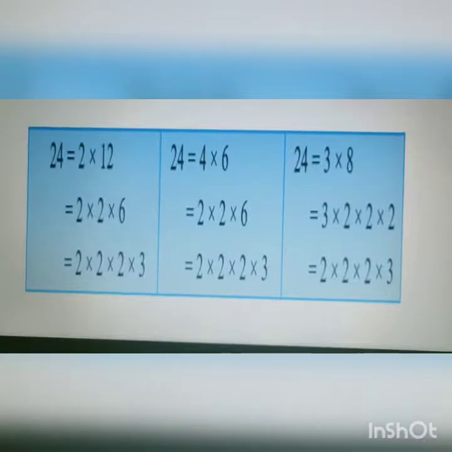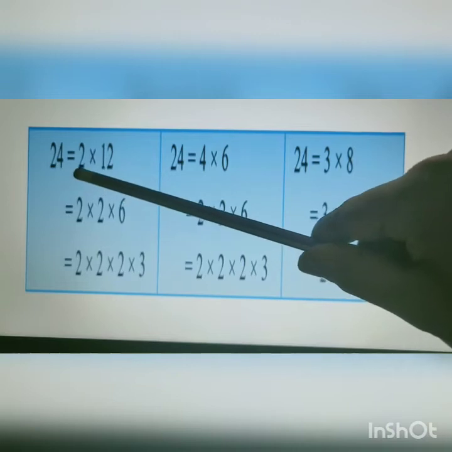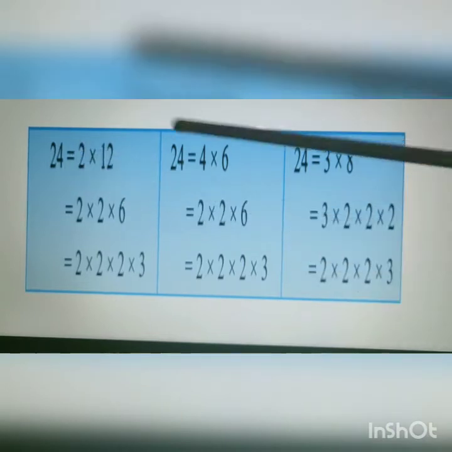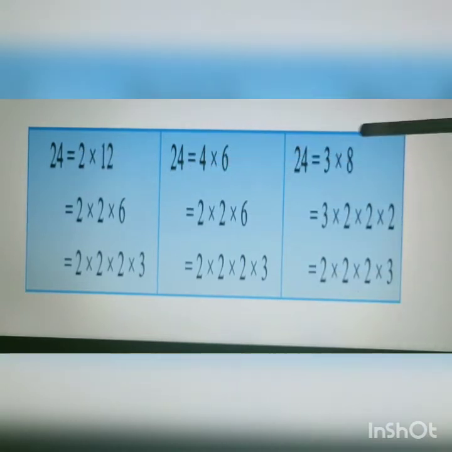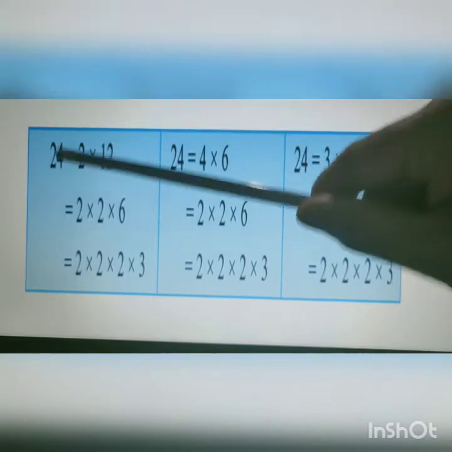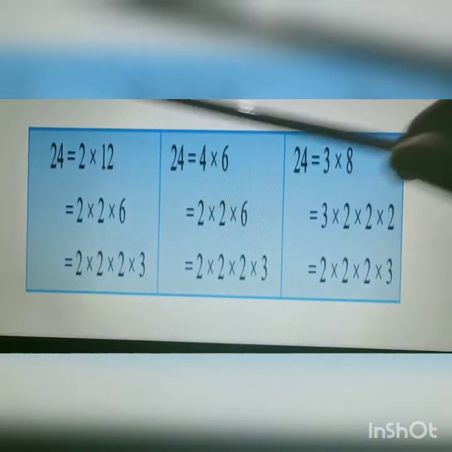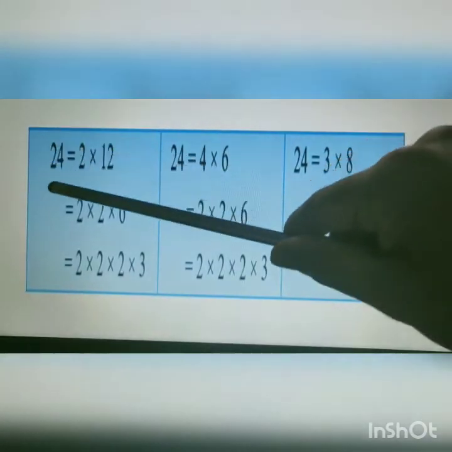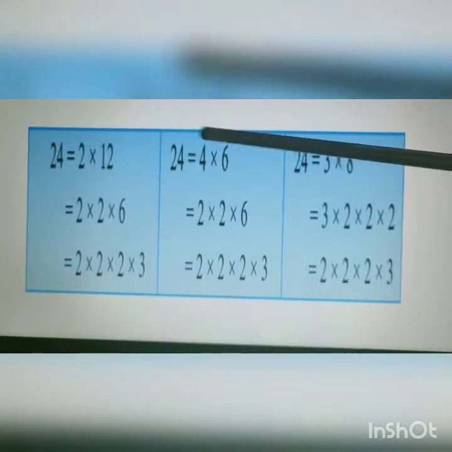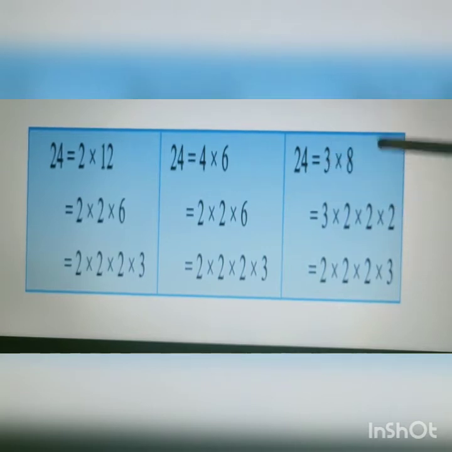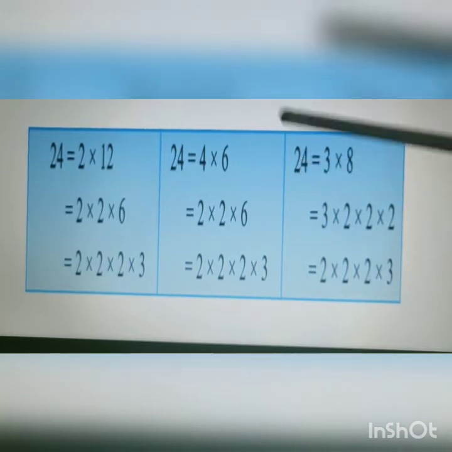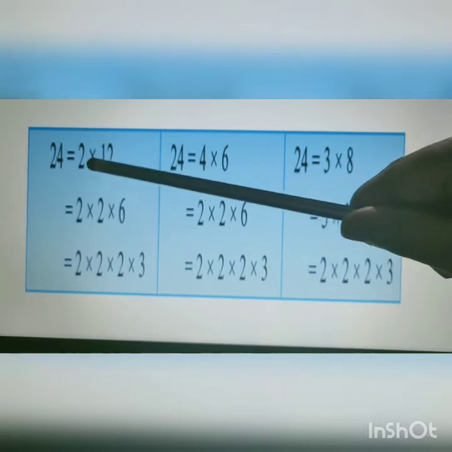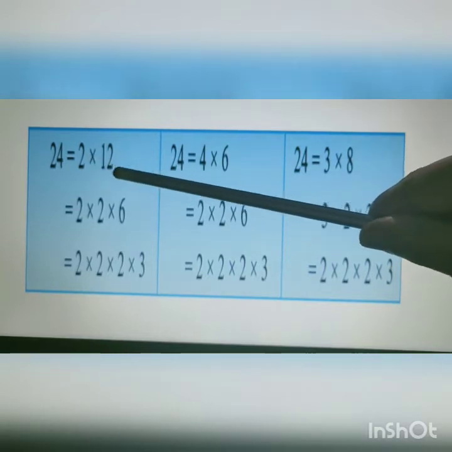Let us discuss another example, 24. Here for 24 we know 2, 12, 4, 6, 3 and 8 are its factors, and 24 can be written in different forms of the product of its factors. 2 into 12 is equal to 24, 4 into 6 is equal to 24, 3 into 8 is equal to 24. This we can write as the product of its factors.